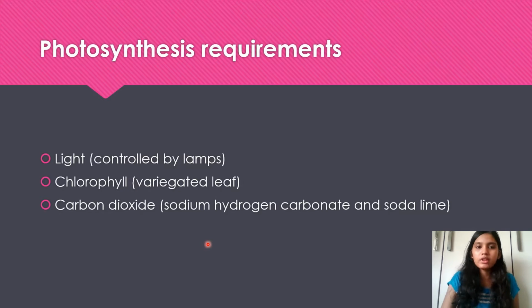So, for example, if we have light, the light that is going to be used can be controlled by a lamp. So you have one plant that is in the presence of light and one that is in the dark, and then you compare where photosynthesis occurs. If it only occurs with the plant in the light, then it shows light is a requirement. The same way goes for chlorophyll and carbon dioxide. I will explain all of these to you, but these are just basic pointers you need to know before we delve deeper into the concept.